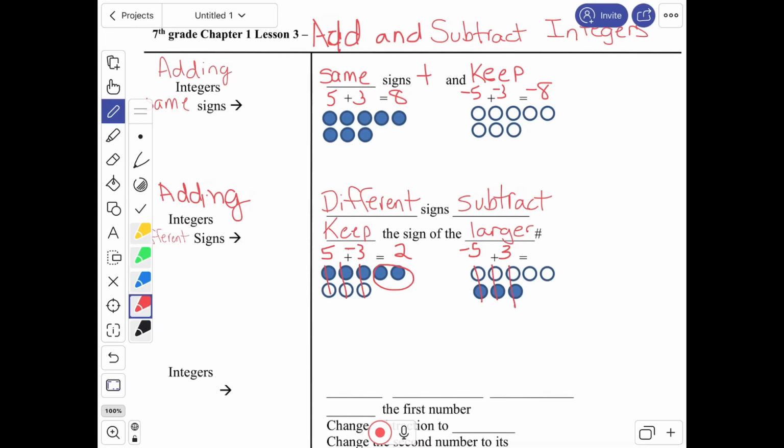On the next example, we have negative 5 and positive 3. Again, those cancel, and there's a negative 2 left over. We subtracted 5 minus 3 and got 2, but we had more negatives than we did positives, so my answer is negative.